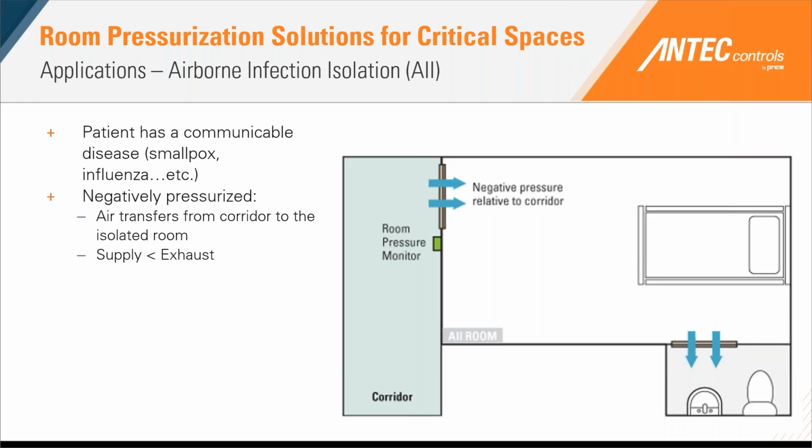In order to maintain that negative pressurization, we're going to ensure that we have less supply air coming into that space and more exhaust air leaving that space, helping us build that negative pressurization relative to the corridor. You will also typically see the bathroom be negatively pressurized in comparison to the isolation room in order to prevent any fumes from escaping that space.